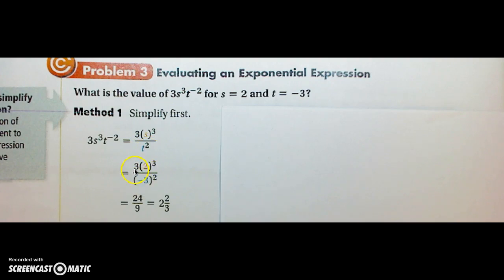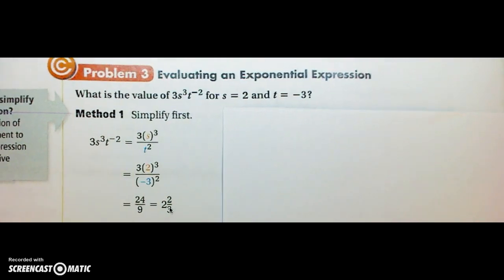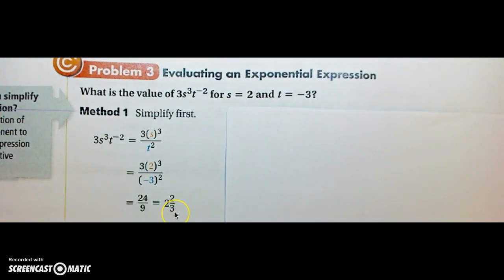Now we can see we have a 2 cubed, negative 3 squared. And so 2 times 2 times 2, 2 times 2 is 4, times 2 is 8. So here's another way of writing 8. 8 times 3 is 24. There's our 24. Negative 3 times negative 3 is a positive 9. And then 24 divided by 9, 2, remainder 6. And they simplified it down to 2/3.